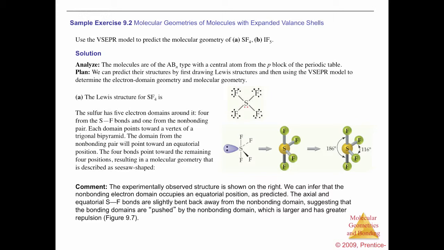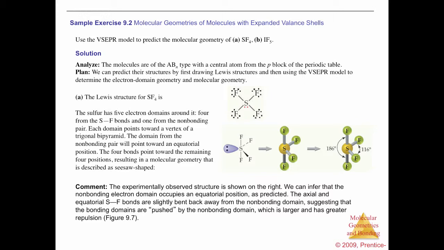The Lewis structure for SF4 has been drawn. The sulfur has 5 electron domains around it, 4 from the SF bonds and 1 from a non-bonding pair. Each domain points toward a vertex of a trigonal bipyramid. The domain from the non-bonding pair will point toward an equatorial position. The 4 bonds point toward the remaining 4 positions, resulting in a molecular geometry that is described as seesaw-shaped.